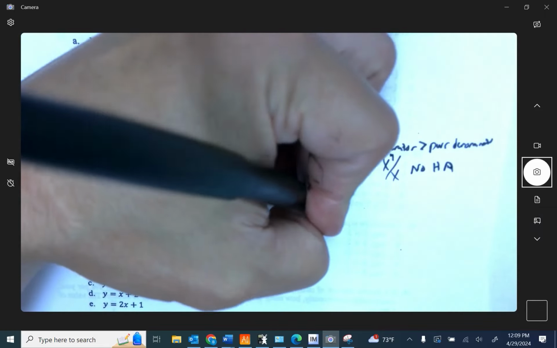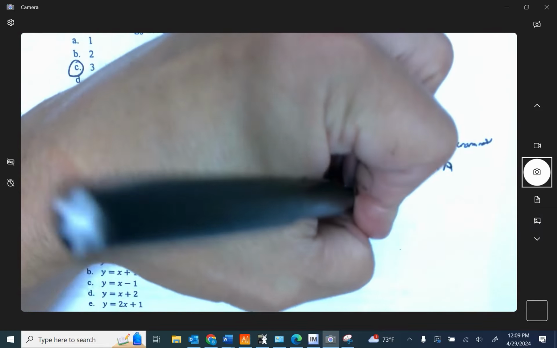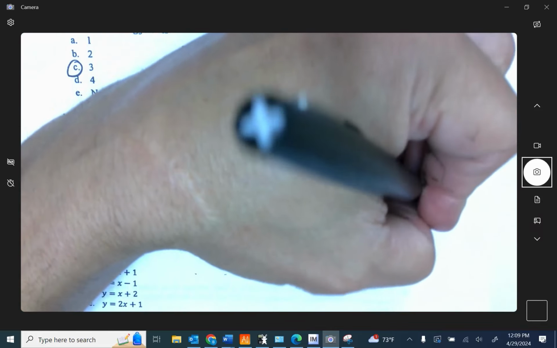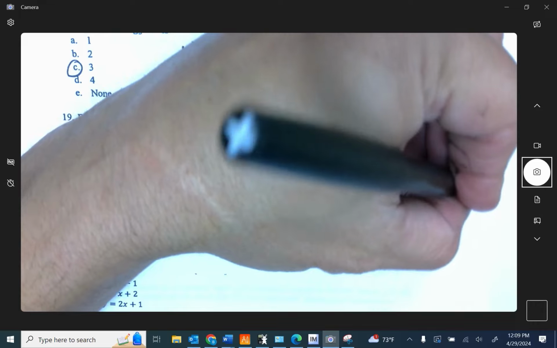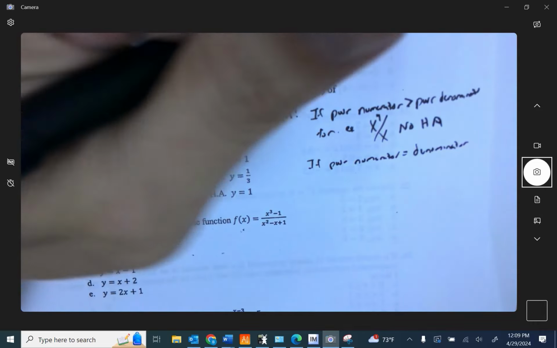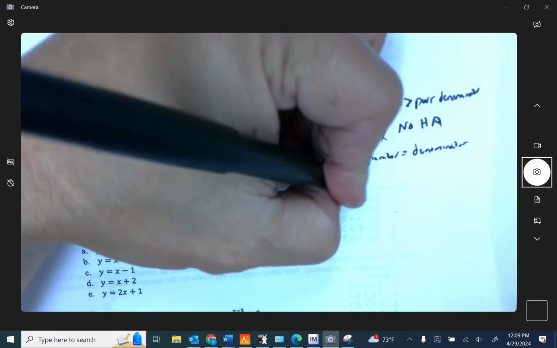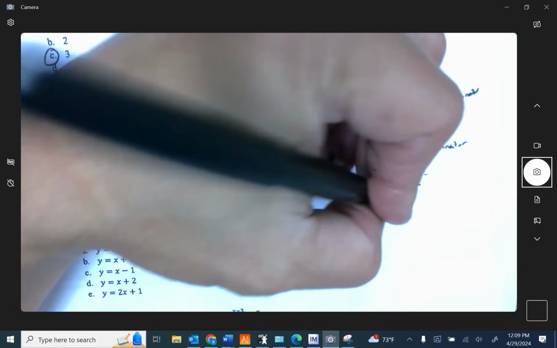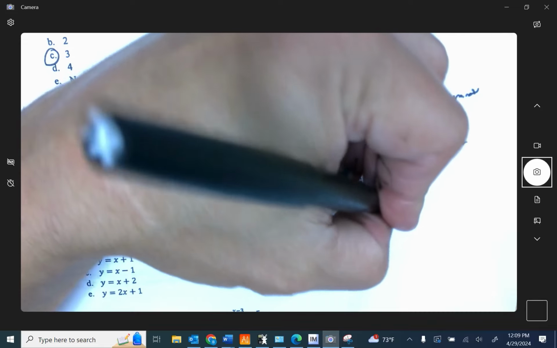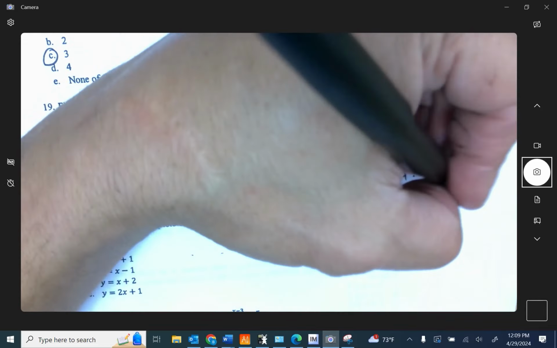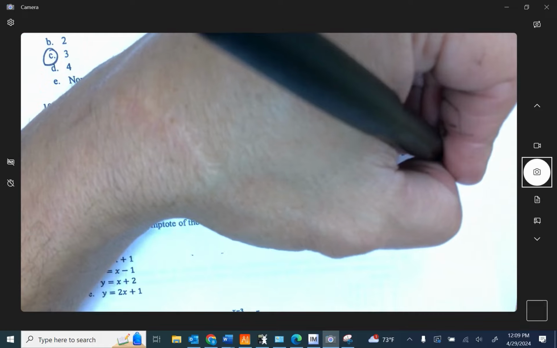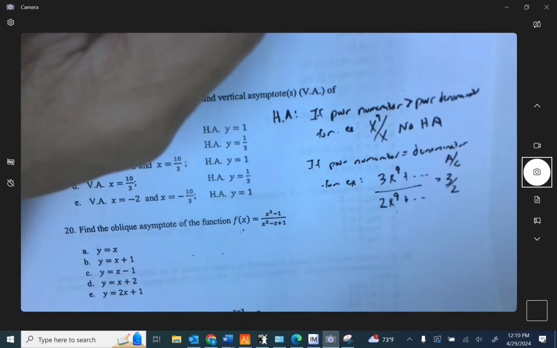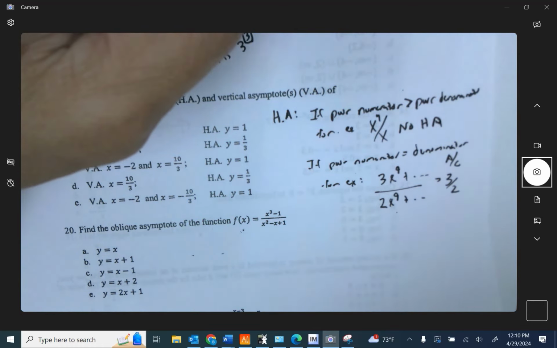What's the other one? If the power of the numerator is equal to the denominator, for example, 3x to the 9th plus some terms over 2x to the 9th plus some terms, then it's just A over C. This would be 3 over 2. I don't remember the formal math speak on these things.